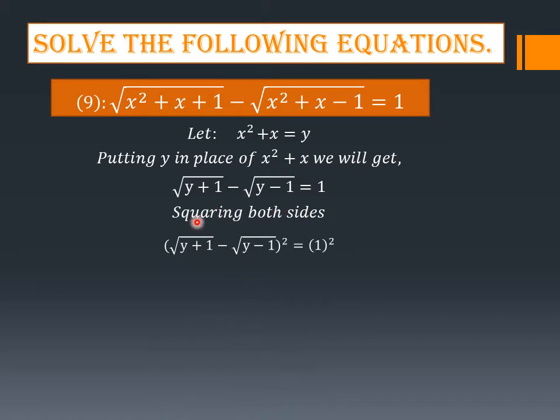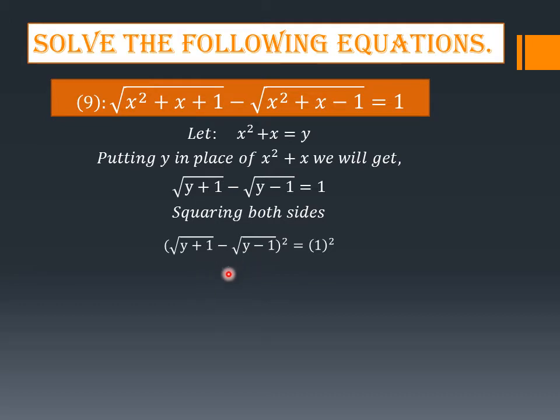After taking the square of the right and left side, we will get the square of under root y plus 1 minus under root y minus 1, and the square of 1. Talking about the left hand side, under root y plus 1 indicates a and under root y minus 1 indicates b. So we can open this using the a minus b whole square formula. The negative perfect square identity will be applied. So a is under root y plus 1 and b is under root y minus 1.